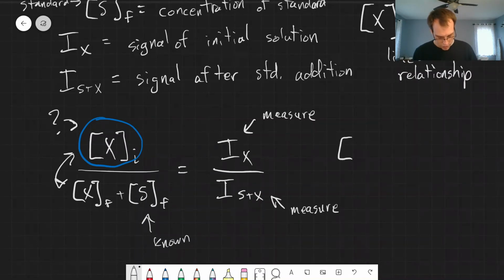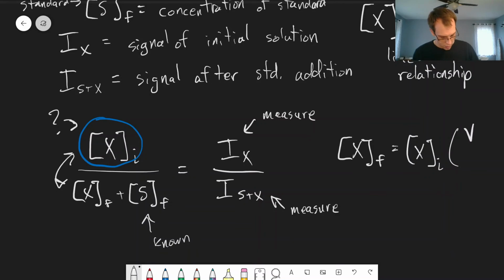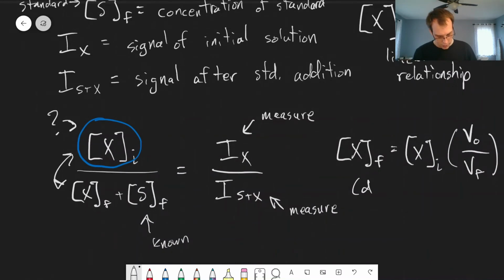The final concentration of X we can find based on the dilution equation. So it'll be equal to the initial concentration of X times our dilution factor, which will be how much standard did we add? Or sorry, how much volume did we start with divided by the final volume. Right, and this is just an application of the dilution equation that we've seen before, C1V1 equals C2V2. So we can say XfVf is equal to XiV0.